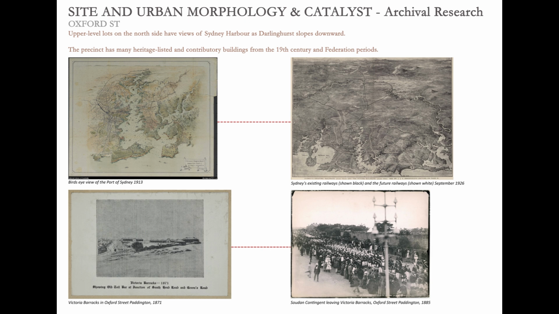Research reveals that upper level lots on the north side of Oxford Street offer stunning views of Sydney Harbour as Darlinghurst slopes down towards the water. This precinct features numerous heritage listed and contributory buildings from the 19th century and the Federation period, reflecting its rich architectural history. Notable historical images include a bird's eye view of the Port of Sydney from 1913 and maps detailing Sydney's existing and future railways from September 1926. Additionally, photographs from 1871 showcase Victoria Barracks on Oxford Street and the Sudan contingent leaving the barracks in 1885, highlighting the area's historical significance and its role in shaping the urban landscape.